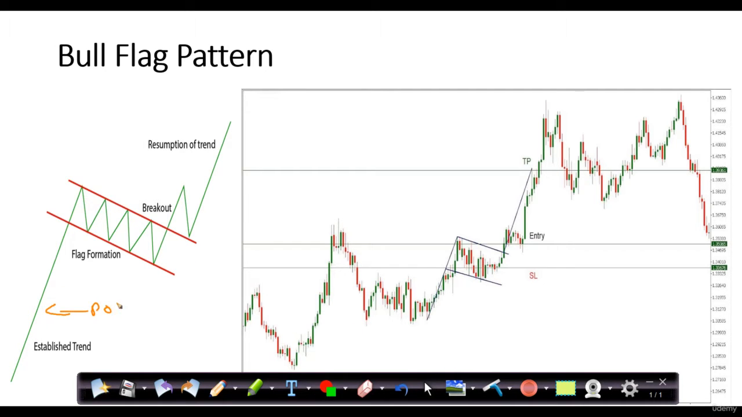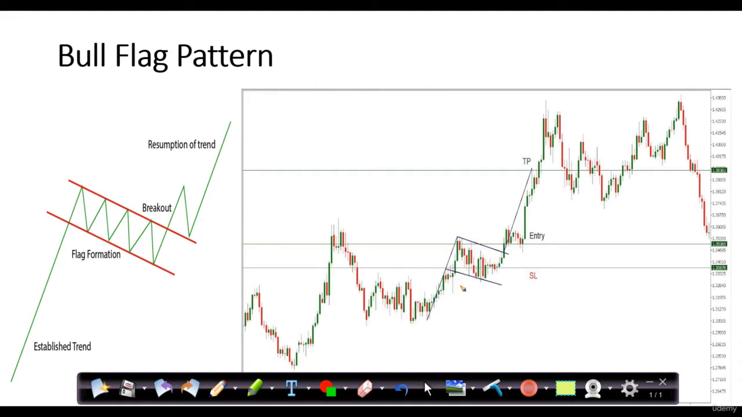Always remember, whenever the market gives the breakout at the flag, the target must be the same as the pole size. Suppose the pole size is like this, that means the target should be the same size. So this is also a pole, but this pole is called the target pole, and this is called the trend pole, or let's say a simple pole. The size of this pole and the size of this target pole should be the same. So you can expect the same movement after the breakout of the bull flag pattern.